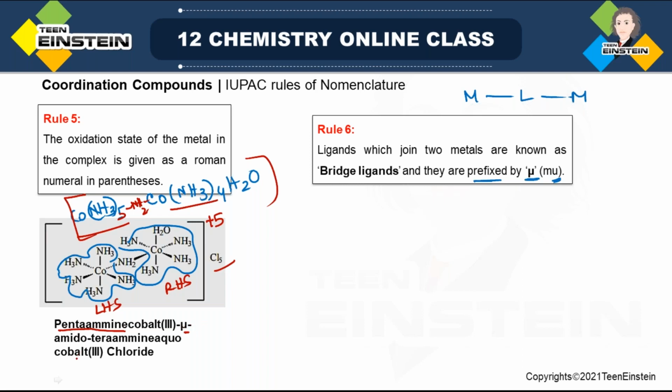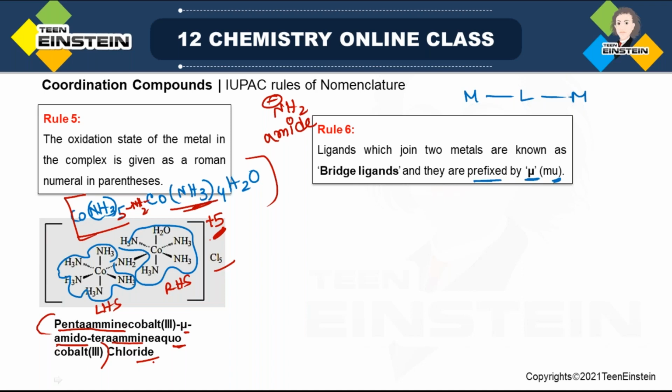Then another hyphen. Now the name of the bridging ligand is amido, because NH2 minus, under normal conditions, we call it amide. It ends with ide, so that is converted to o. So amido. Then the right hand side part, tetraammine, 4 ammine and 1 water, aqua, cobalt(III). So this full part is the name of the complex cation, because a positive charge is there. And the 5 chlorines outside are in the form of Cl minus, so that is chloride.